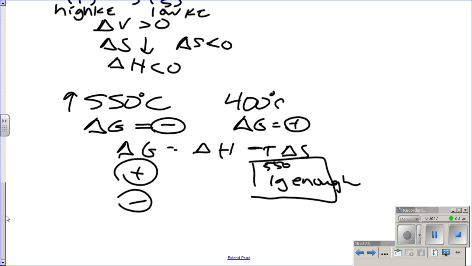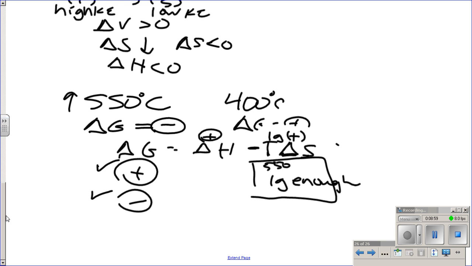Because if this was a small number, you take a positive number minus a small positive number, it's still going to be a positive number. And that's what we see when we're at the 400 version. But if this is a large positive number, because the large value being the T here, a positive number minus an even larger positive number is going to bring it down to the negative region, which would be the spontaneous one. So you just have to think about the size and the values, the negative and positive values of that T delta S term right there.